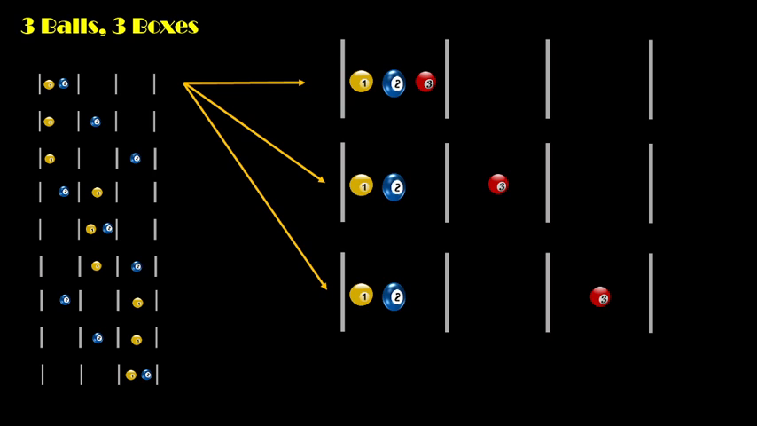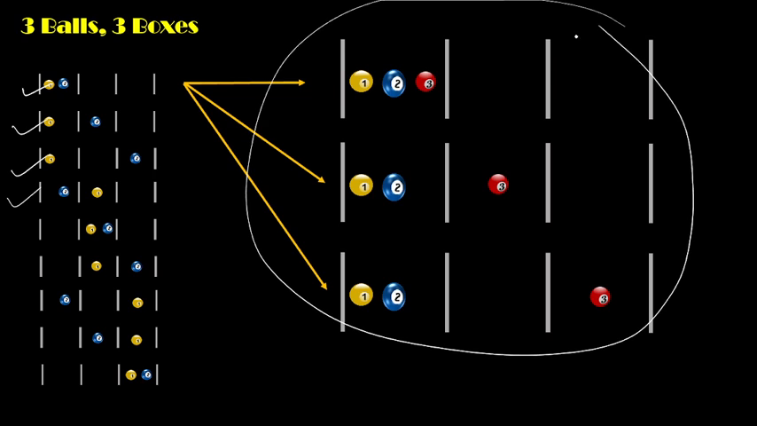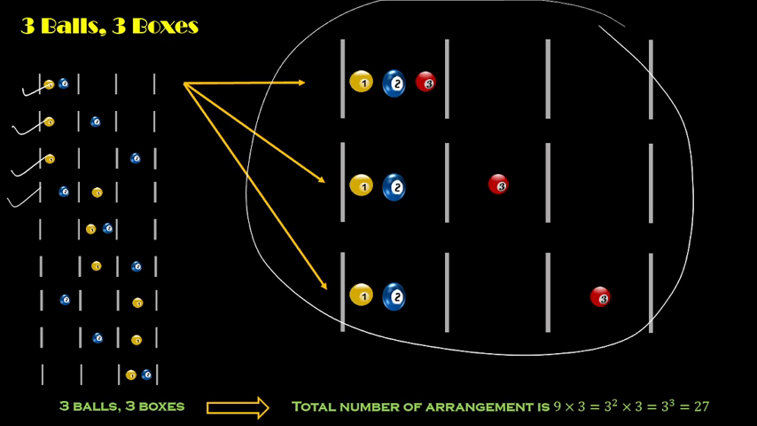Now here we have shown the others of the 9 arrangements of 2 balls in 3 boxes. So here we have a total of 9 arrangements of 2 balls in 3 boxes, and with each of these 9 arrangements we have 3 distinct arrangements for 3 balls in 3 boxes. The total number of arrangements of 3 balls in 3 boxes is 9 times 3, that is 3 squared into 3, which is 3 cubed, or 27.